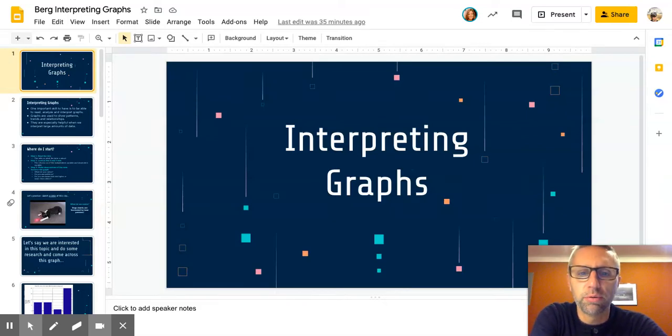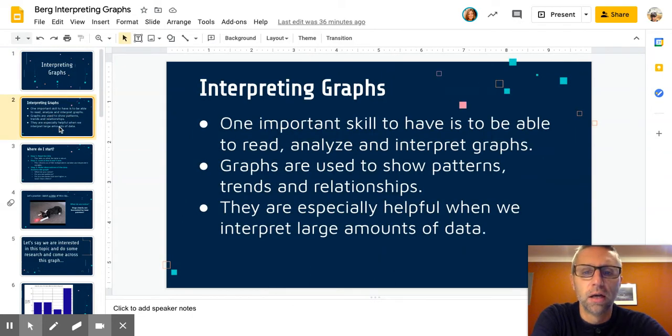Hey everyone, today we're going to look at how to interpret, otherwise known as how to read, a graph. Graphs are really useful tools when we're looking at a lot of information, and it's important to be able to read them, analyze them, and figure out what the data means. Graphs are really great because they help you learn patterns and trends and relationships between different things. You can look at a picture and see a lot of information all at once.